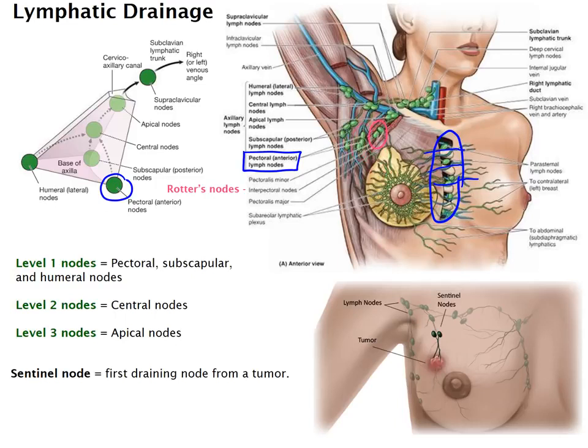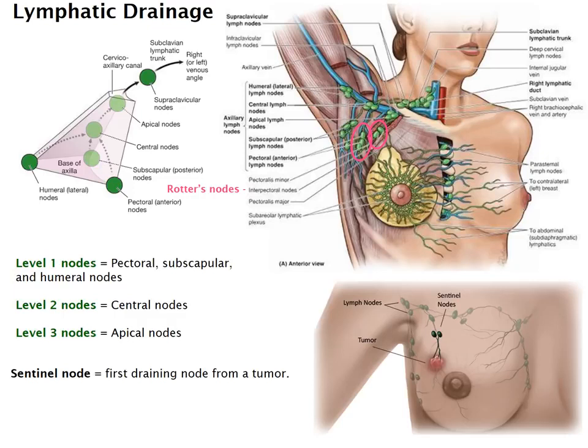Rotter's lymph nodes are small interpectoral nodes located between the pectoralis major and pectoralis minor muscles. Rotter's nodes are especially important to breast surgeons because they happen to be highly susceptible to breast cancer.